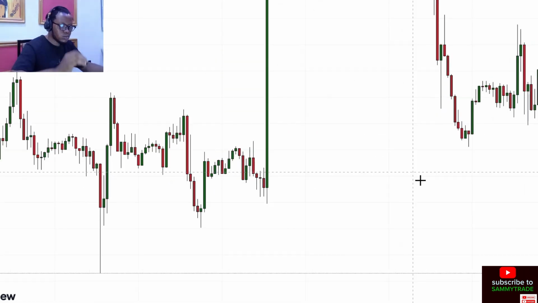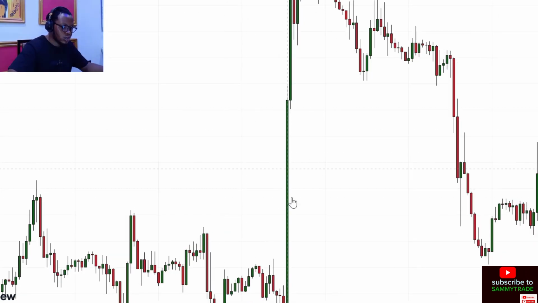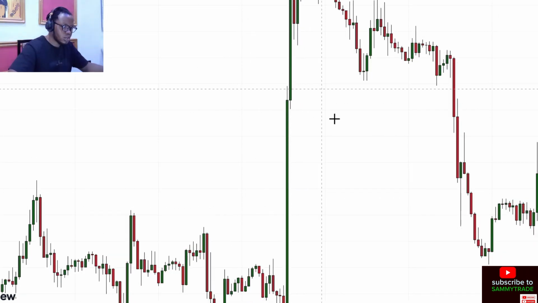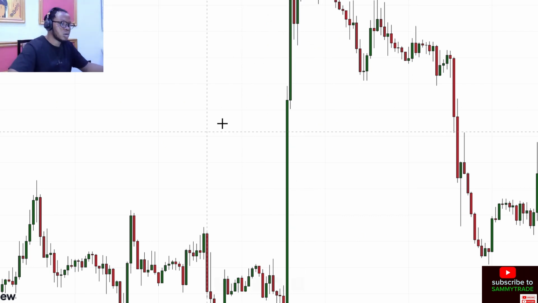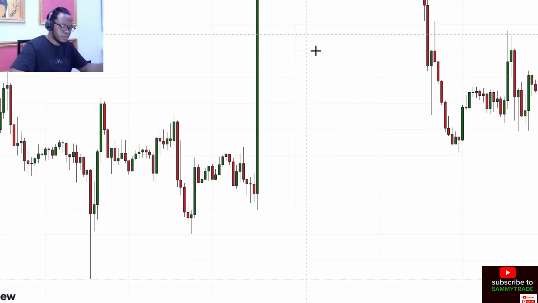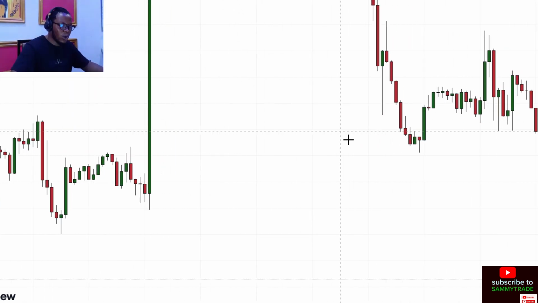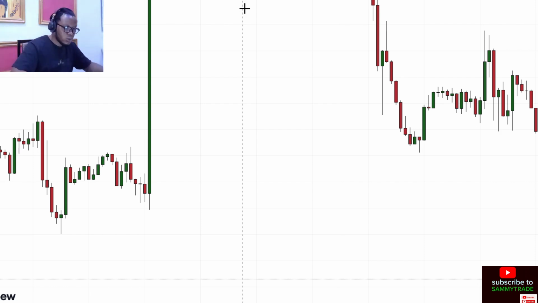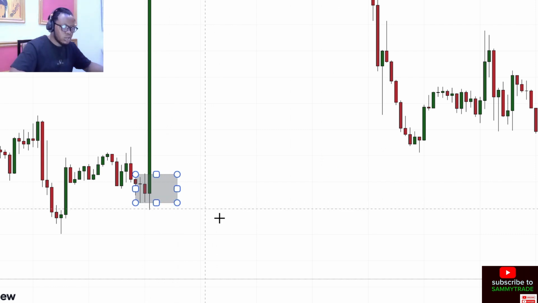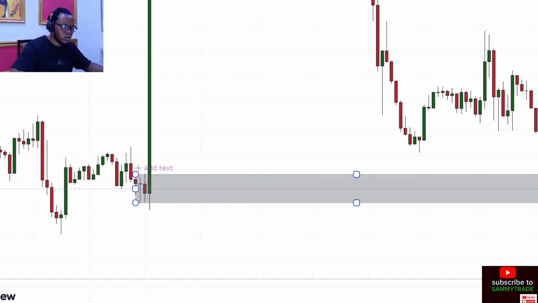Now, we said order blocks are points where smart money do enter for a huge buying or selling pressure. Now, this is a huge buying pressure at this point. This is a huge buying pressure. So, where is the order block? If you want to spot out your order block, you spot it at the last candle before the huge move, which is this one right here. The last candle before the huge move, and you draw it out.